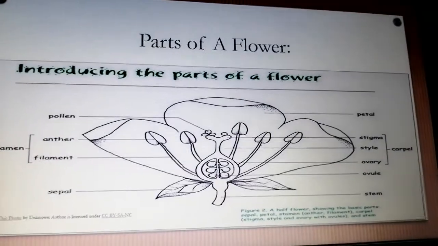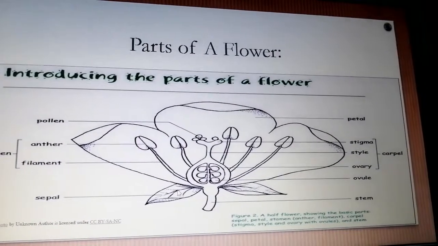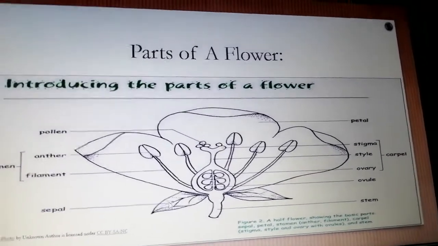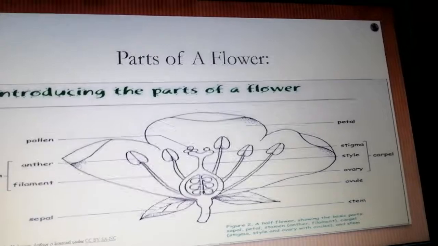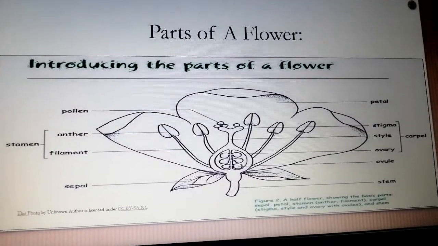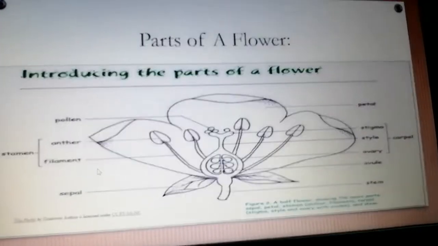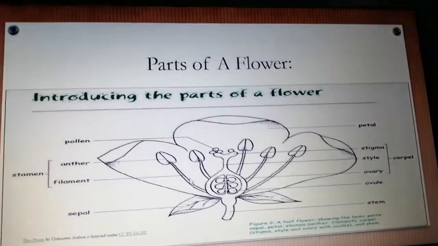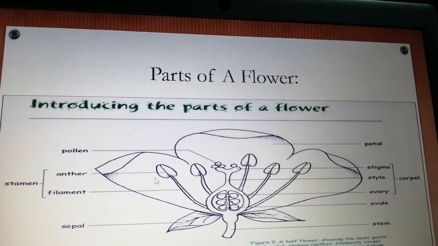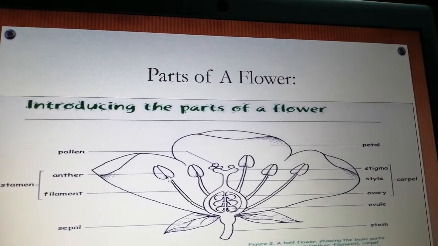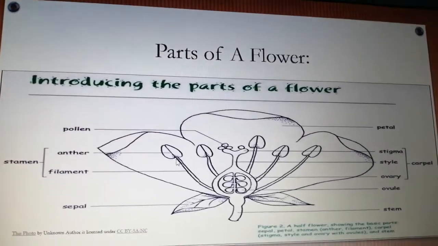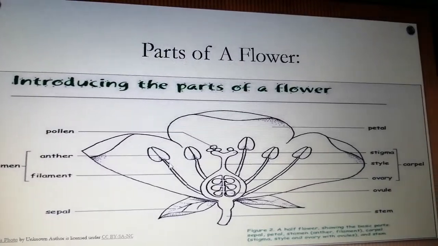We have also the sepal. Sepal is a leaf-like part. We have also the stamen. This part is the stamen. The stamen consists of the anther. The head is called the anther and the tail is called the filament. So stamen consists of the anther and the filament.